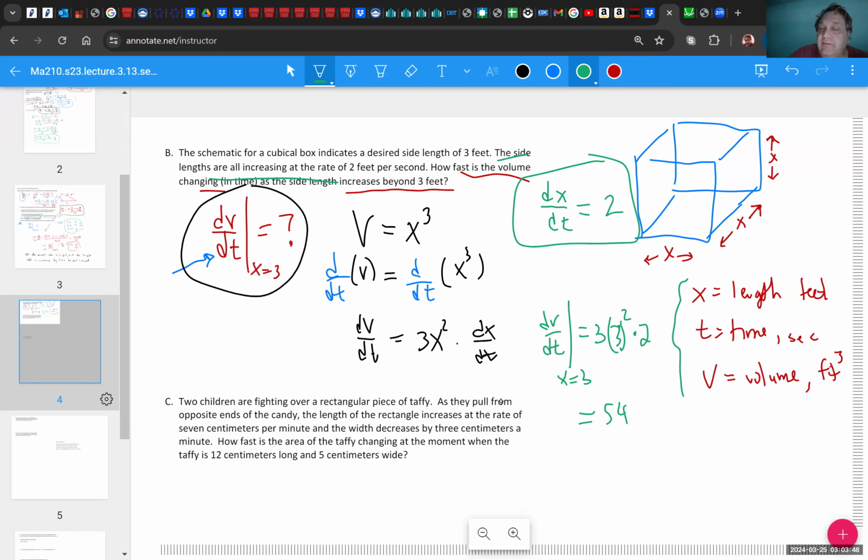The units of V are cubic feet, and the units of t are seconds. So that's 54 cubic feet per second. And that's the answer to example B.